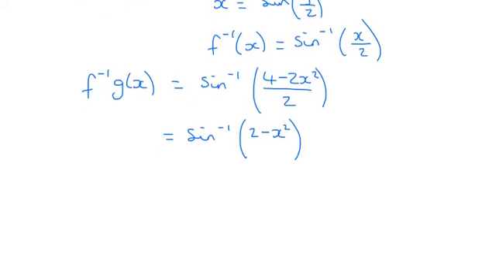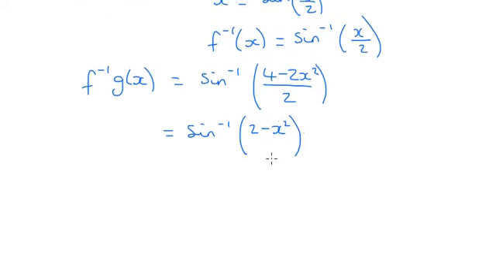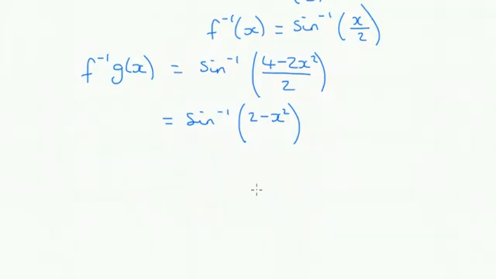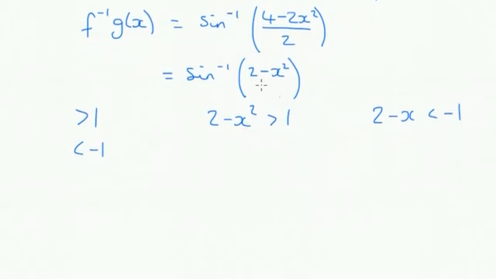So when can we not inverse sine a number? Well, we can't inverse sine a number that's bigger than 1 or less than minus 1. So this won't have an answer if it is bigger than 1 or if it's less than minus 1. So let's try and work out which x values lead to this happening.